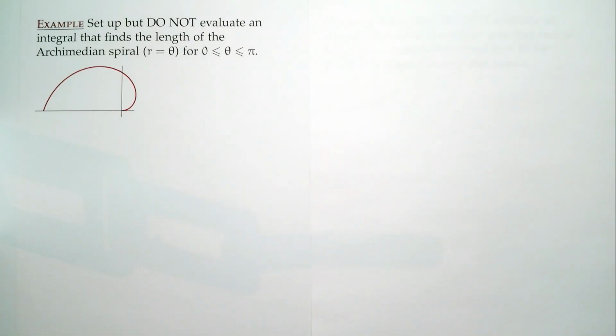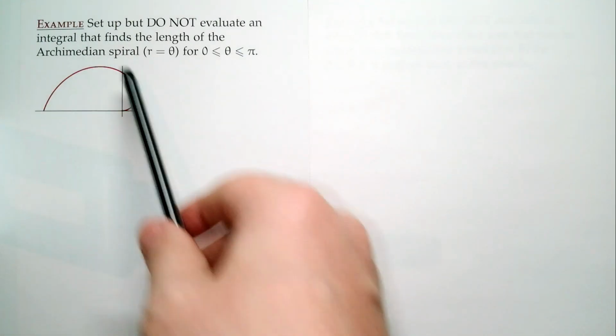Set up, but do not evaluate. What? You're depriving us of the pleasure of evaluating? Probably because it's not going to be very pleasurable to do it. Set up an integral that finds the length of the Archimedean spiral. So this is the Archimedean spiral, r equals theta.